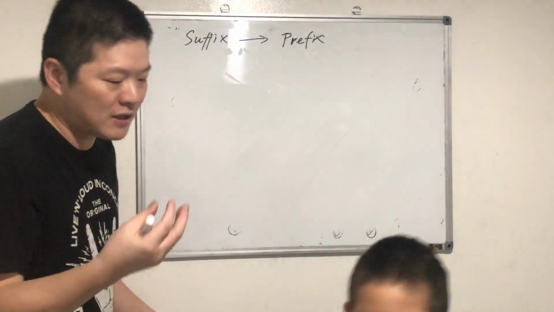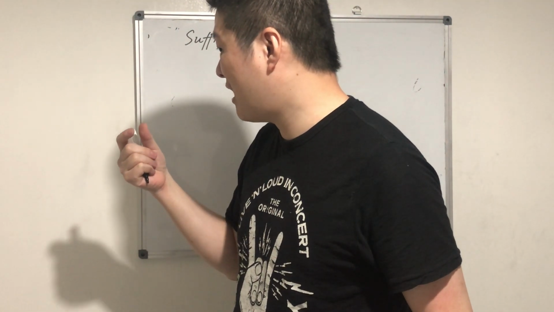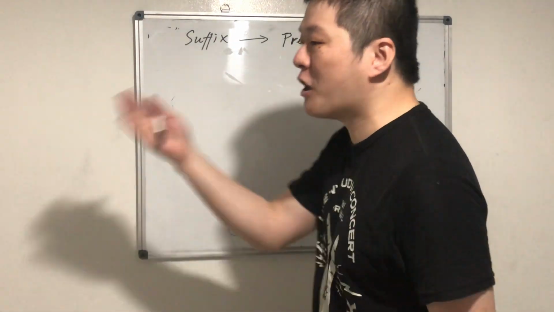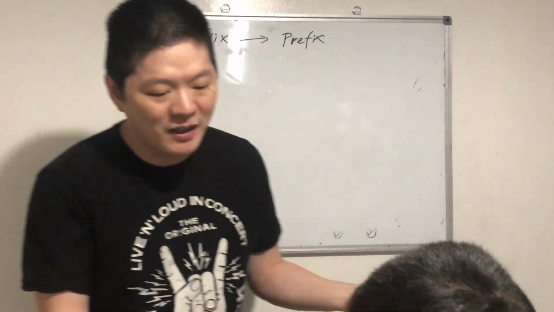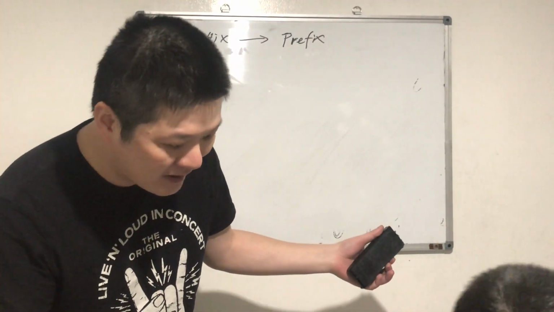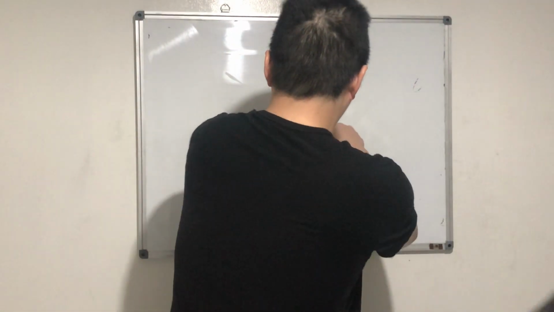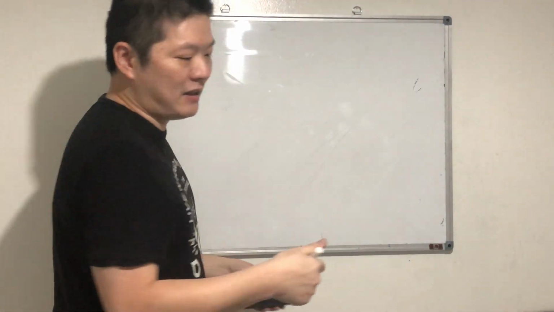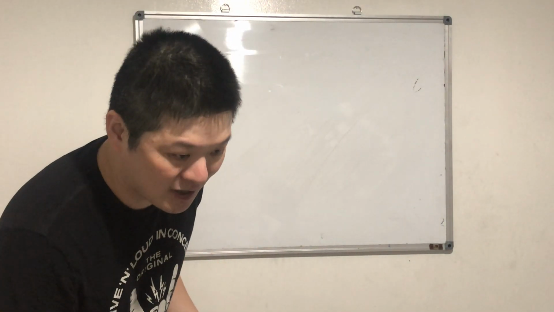Because if we simply want to find if a word is in the dictionary, what kind of better data structure can we use? The hash table, exactly. Because we can just store the words in the hash table and look it up in constant time, right? So the trie is better. It is very powerful when it comes to prefix or suffix search.